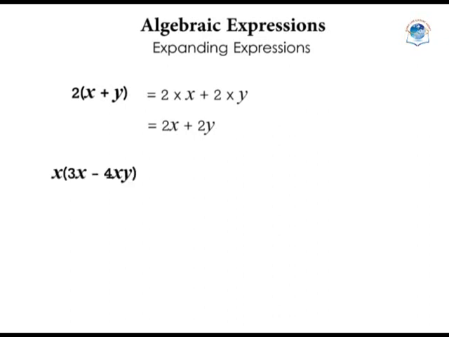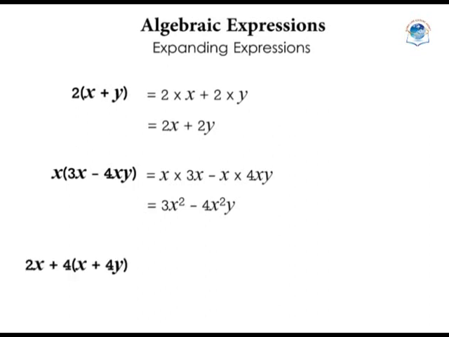Expanding algebraic expressions. When a polynomial enclosed in a bracket is multiplied by a factor, all the terms in that polynomial are multiplied by that factor, so that 2 times into bracket x plus y will mean 2 times x plus 2 times y, which is equal to 2x plus 2y. X into 3x minus 4xy means x times 3x minus x times 4xy, which gives us 3x squared minus 4x squared y.